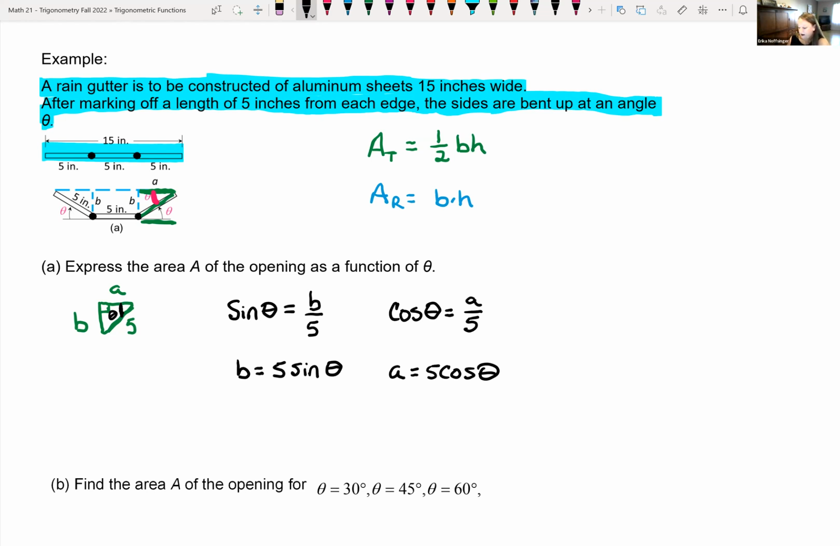So for the area of one of the triangles, this would be 1/2 times the base, which is A, 5 times cosine theta, times the height, which is B, and we found B was 5 times sine theta. So this is equal to 5 times 5, so that's 25, so 25/2 cosine theta sine theta.